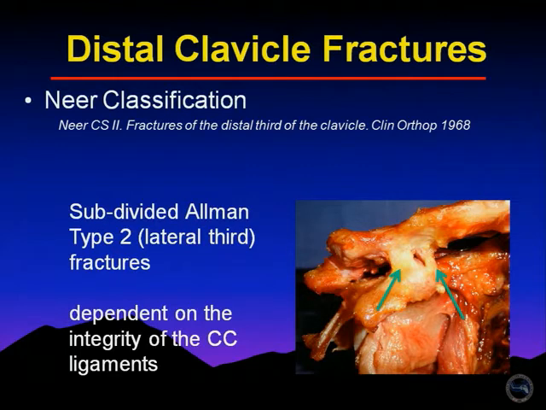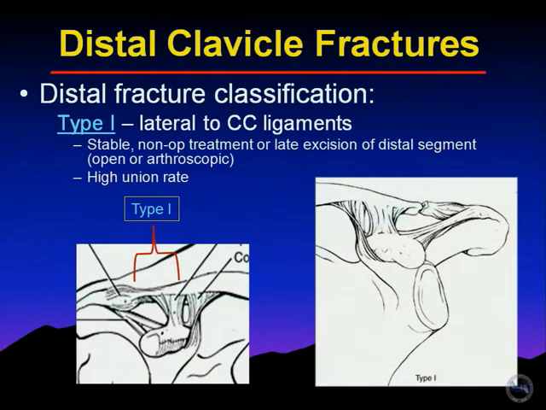He basically divided the Allman type 2s, which were the lateral third fractures, into differences based on where the fracture was in relation to the coracoclavicular ligaments. This is the Neer type 1, which is lateral to the coracoclavicular ligaments. These are typically stable and can be treated non-operatively. Late excision of the distal segment with a Mumford can be utilized if it goes on to become problematic, and they do have a high union rate because it's in the metaphyseal bone.